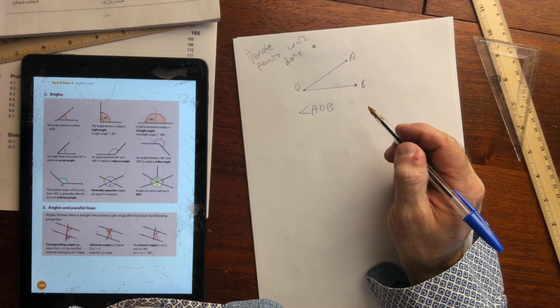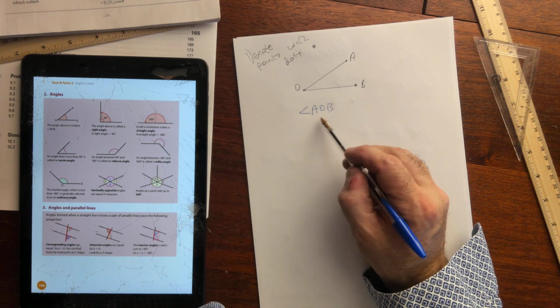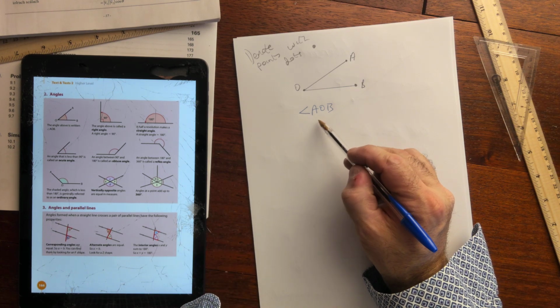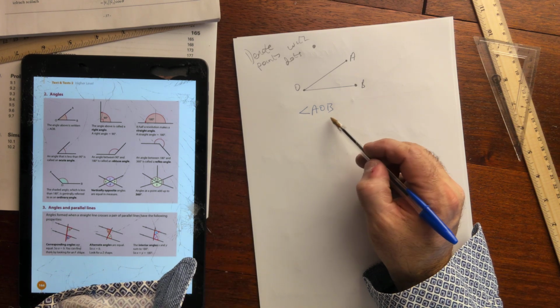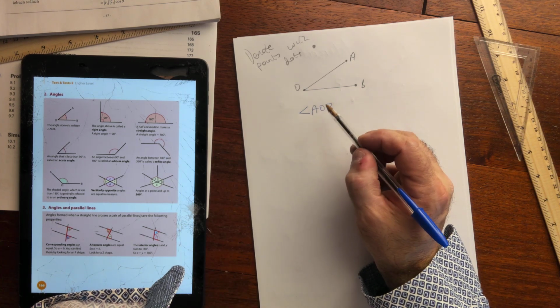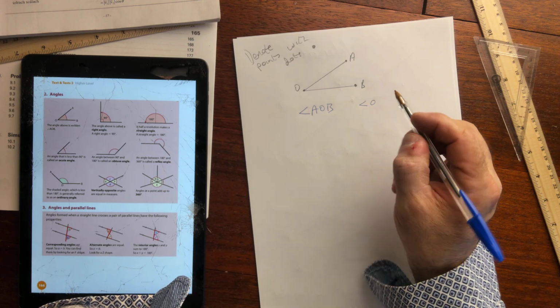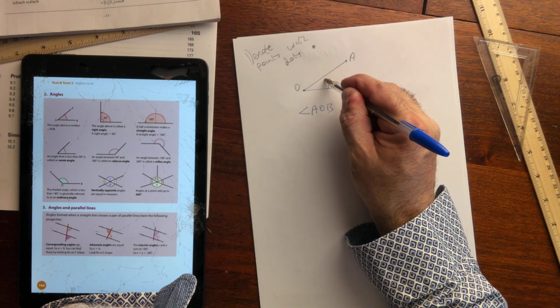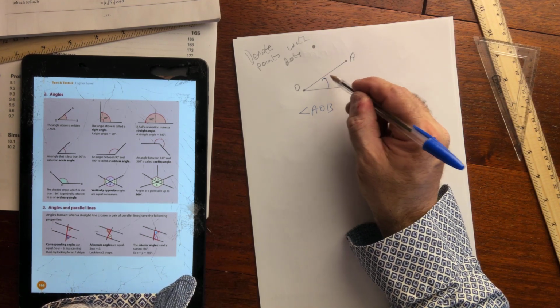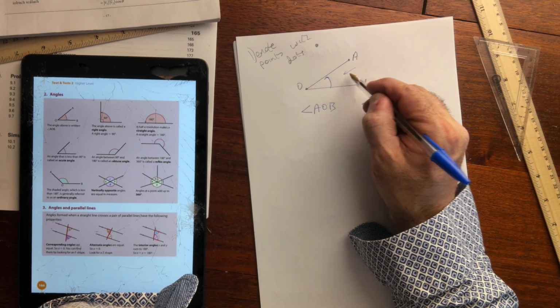Now I personally find this hard going. It can be hard to read, and you can just use the individual letter, such as angle O, when the assumption is you're taking the smaller of the two angles that it creates. In other words, you're not going with a reflex angle, you're going with what we call the ordinary angle.